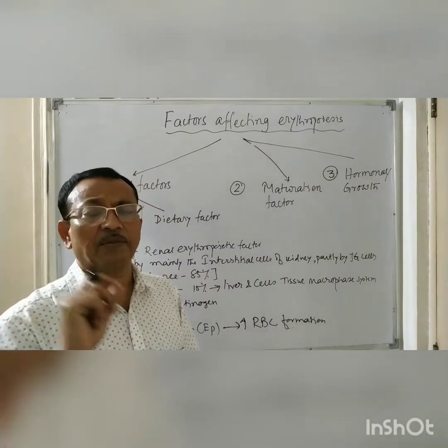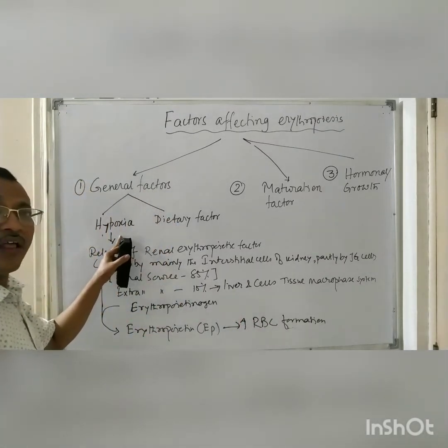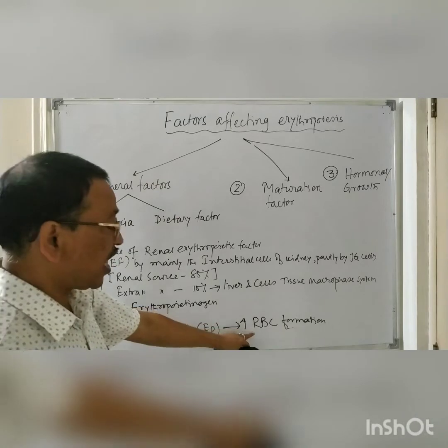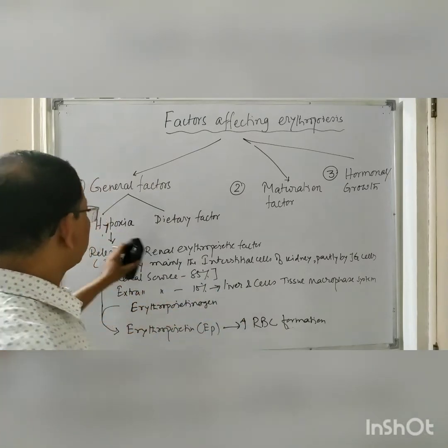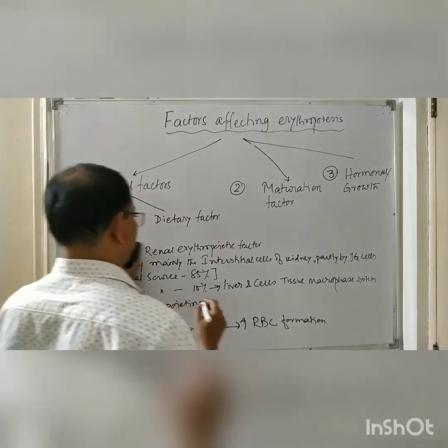So this is how hypoxia influences or increases the RBC formation. Second factor is known as the dietary factor.